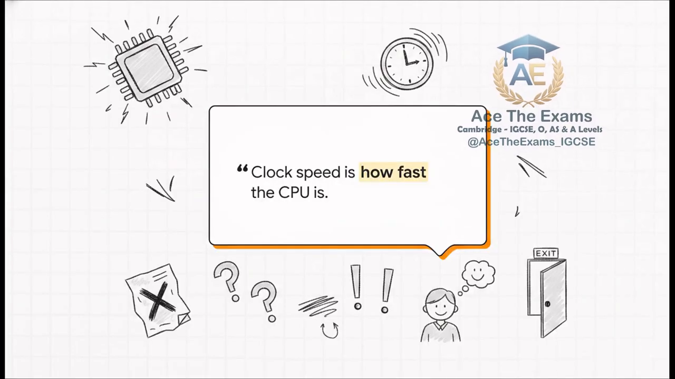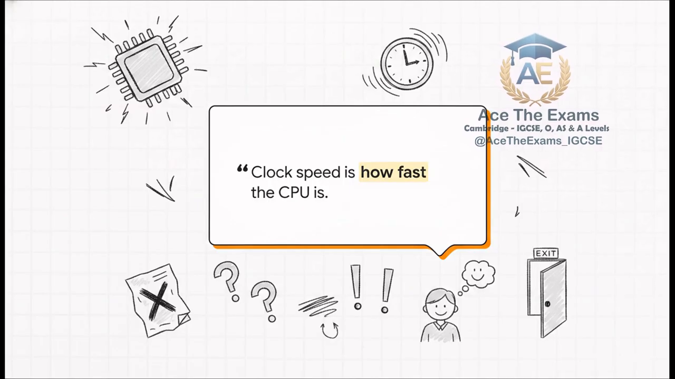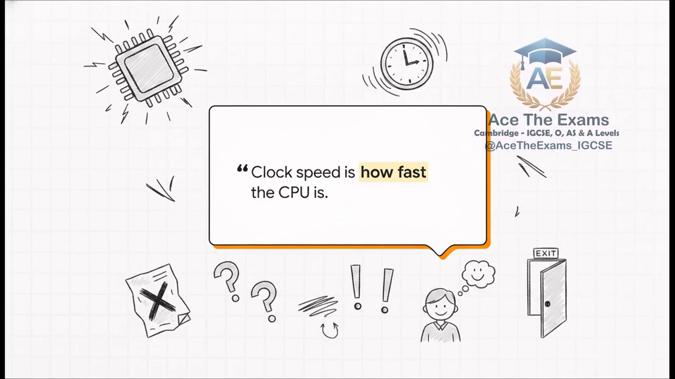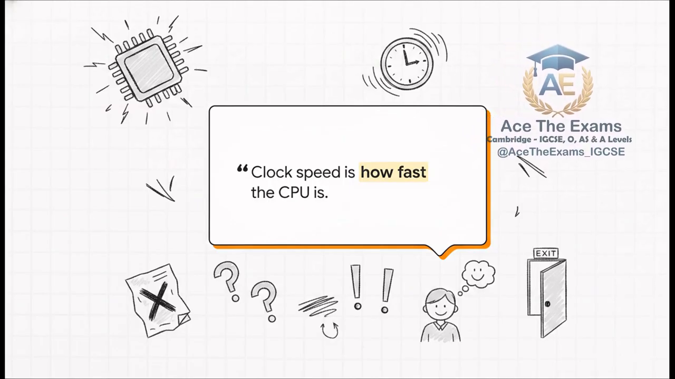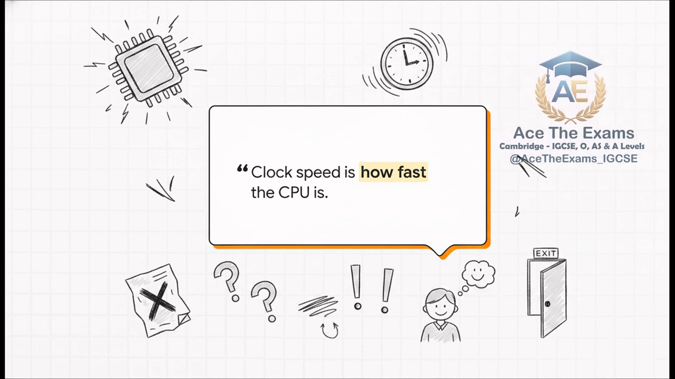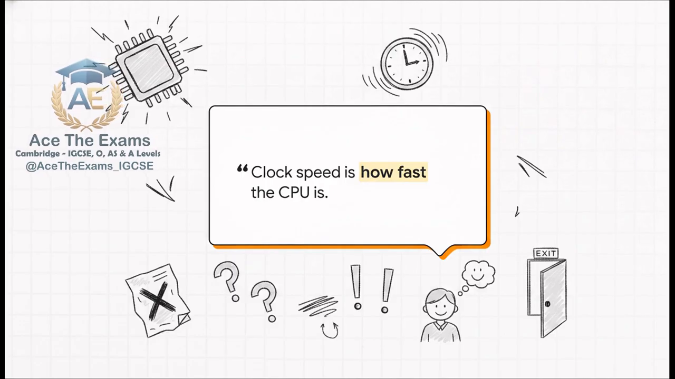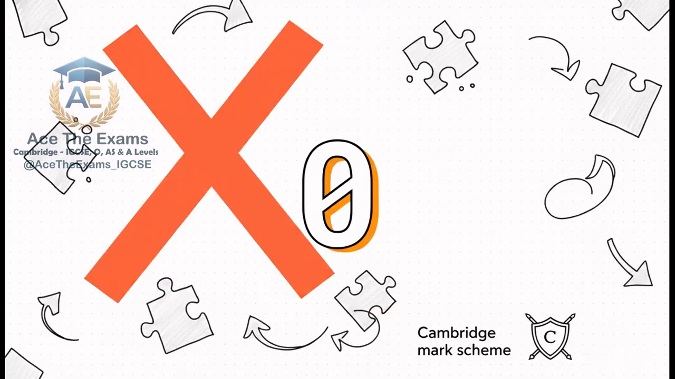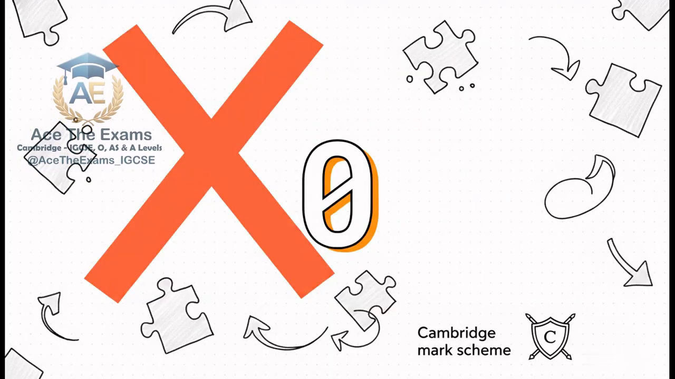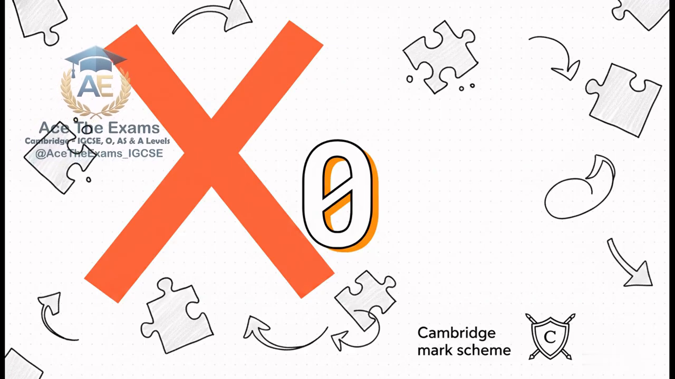So take a look at this phrase. Clock speed is how fast the CPU is. It sounds completely right, doesn't it? It's a classic, painful mistake. You've probably heard a classmate say it, or let's be honest, you might have even written it yourself in a past paper, walked out of the exam hall and thought, yep, totally nailed that one. But here's the brutal reality. That answer gets you a massive, glaring 0.